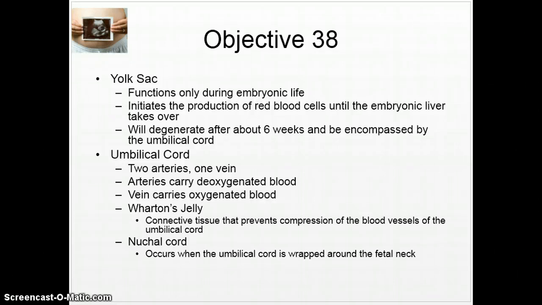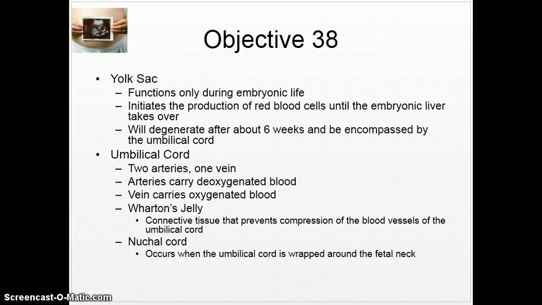The umbilical cord has 2 arteries and 1 vein, and you should know the acronym AVA. The arteries carry deoxygenated blood, and the vein carries oxygenated blood to the fetus. The umbilical cord has Wharton's jelly in it. Wharton's jelly is a connective tissue that prevents compression of the blood vessels of the umbilical cord.